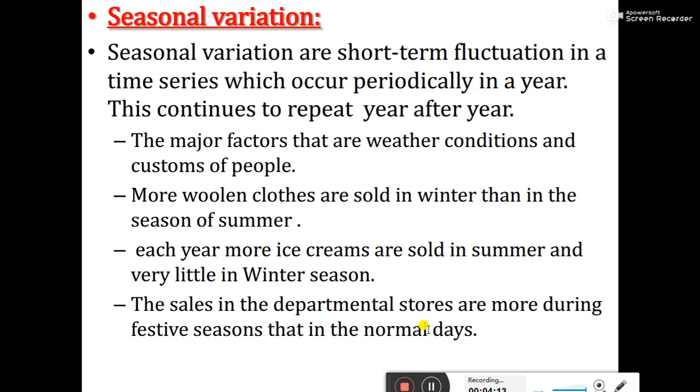Again, there might be seasonal variation. Seasonal variations are short-term fluctuations in a time series which occur periodically in a year. This continues to repeat year after year, and there are many factors which create this type of seasonal variation. The major factors are weather conditions and customs of people. More woolen clothes are sold in winter than in summer. Each year, more ice creams are sold in summer and very little in winter. The sales in departmental stores are more during festive seasons than on normal days. So these are seasonal variations due to specific events in the year.